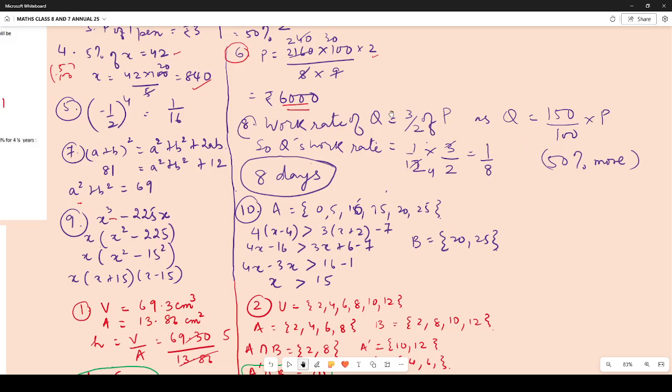You have to take it as 3 by 2 because the efficiency of Q is 1.5 times that of P. So Q's work rate will be what? Whatever is P's work rate, you multiply that with Q's efficiency, and you will get the work rate of Q. So if P's work rate is 1 by 12, you multiply it with 3 by 2 and you get the answer as 1 by 8.